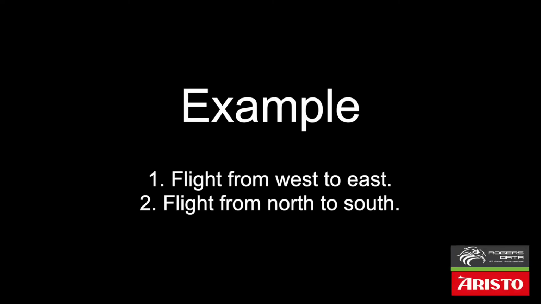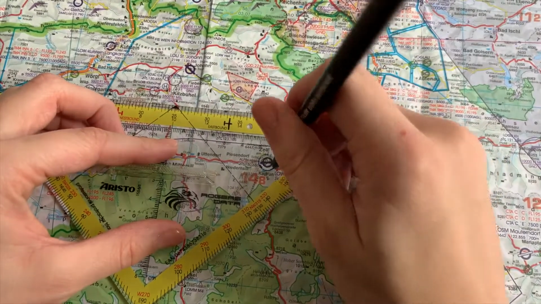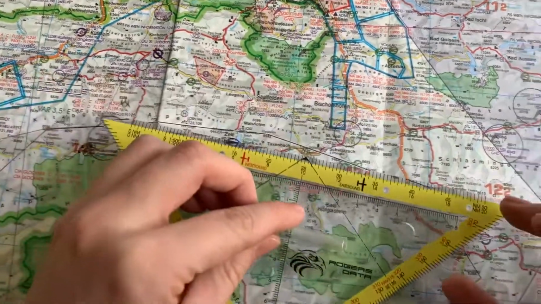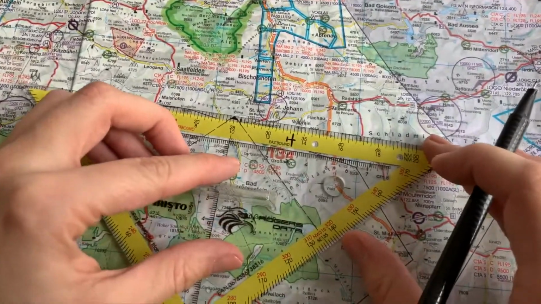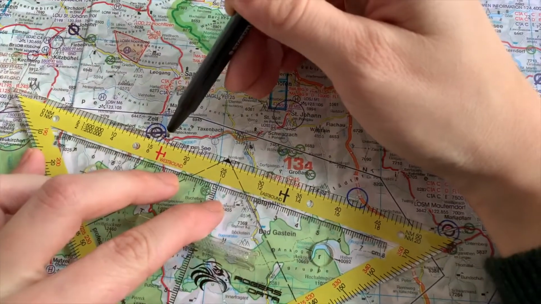Based on two examples, I show you how to best use the Professional Protractor Triangle. The one example is from west to east and the other one from north to south. To start, mark the waypoints with the circular template and then connect them with a straight line.